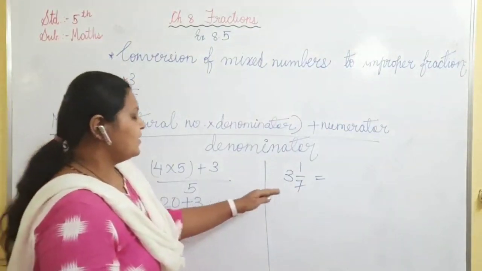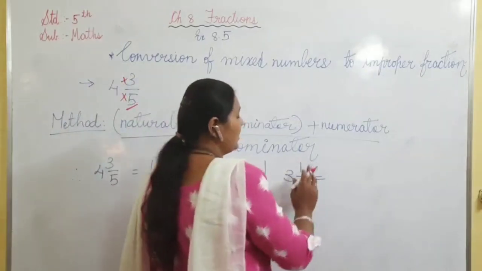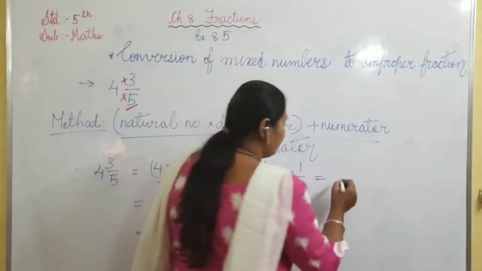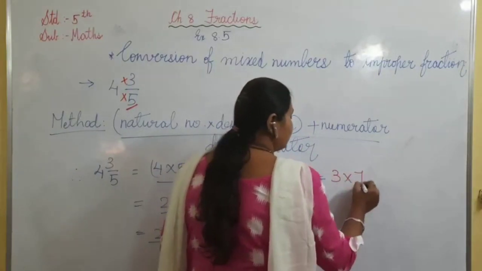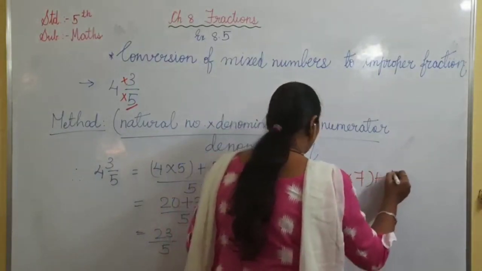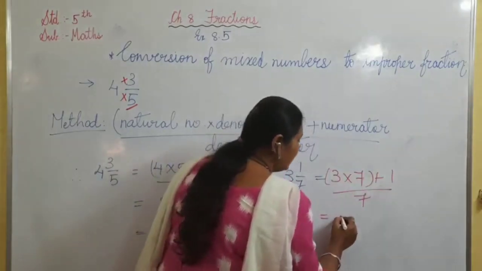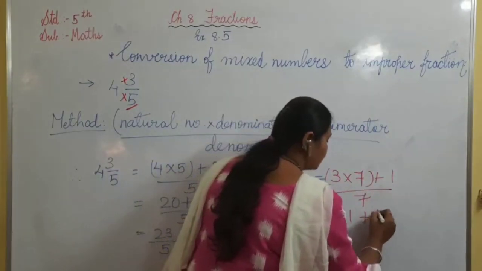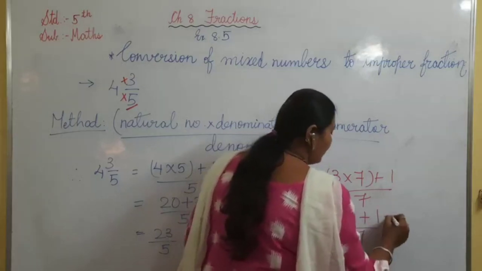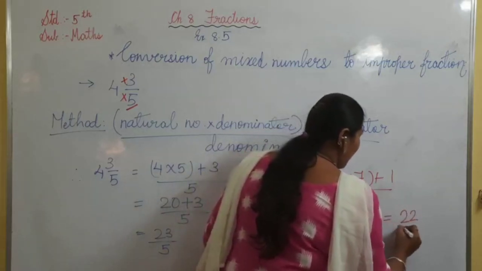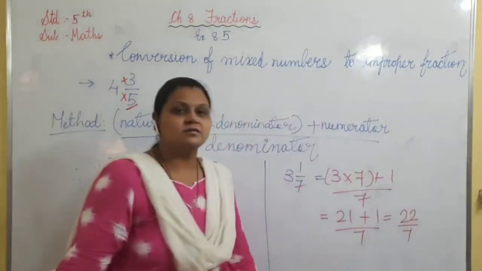Let's see another example. 3 1 upon 7. How will we do it? 3 multiplied by 7 plus 1 upon 7. 3 sevens are 21, plus 1 upon 7. That is 22 upon 7.